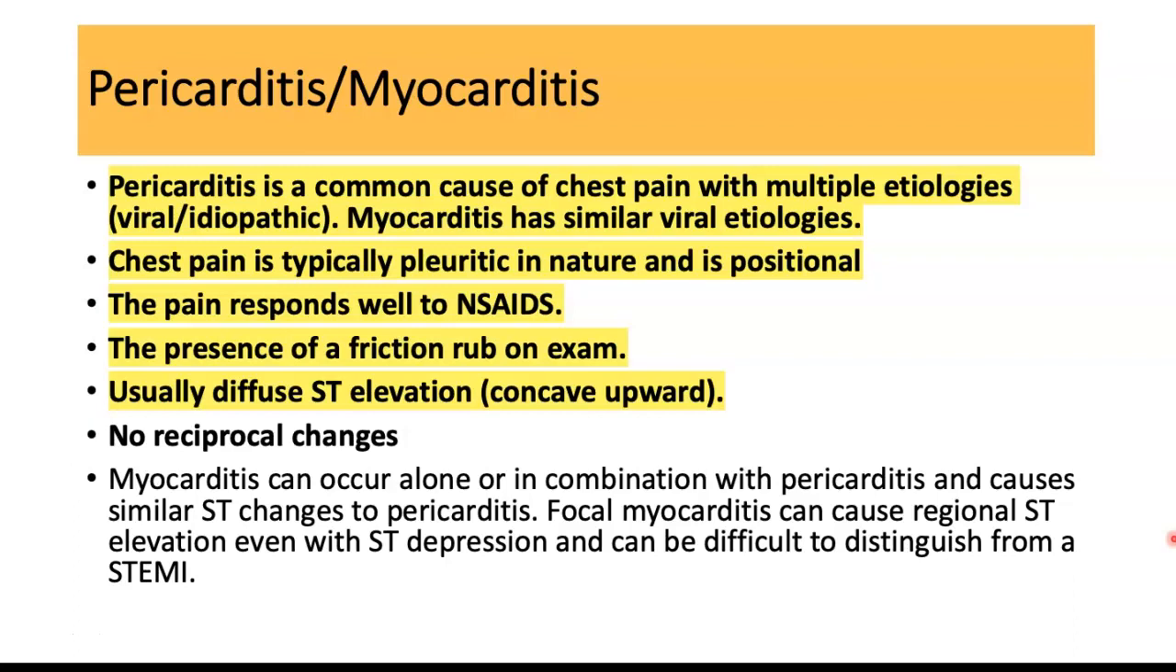Myocarditis can be caused by viral infections as well, but also by autoimmune diseases and alcohol use. Patients may not have many symptoms with myocarditis, and it can be associated with pericarditis as well. The big thing with the presentation of pericarditis and myocarditis is usually on the EKG, they will have diffuse ST segment elevation that is concave upward with no reciprocal changes.